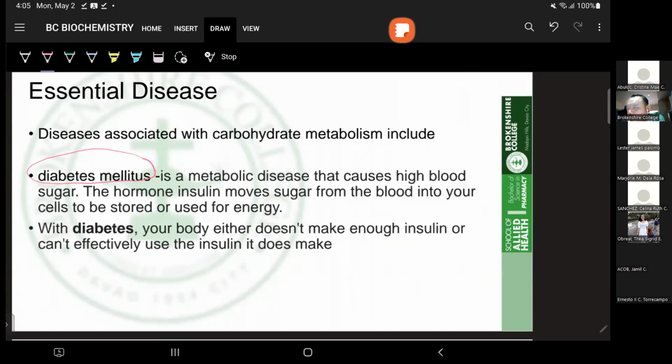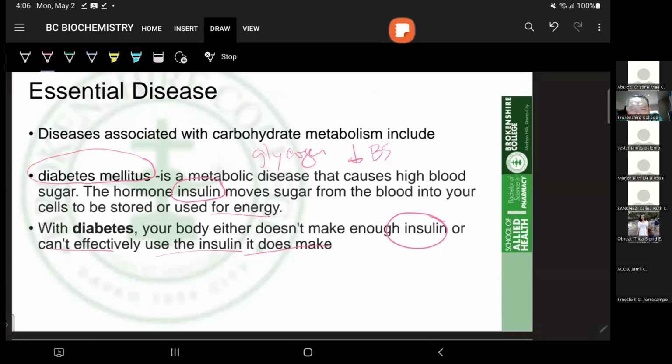It is the metabolic disease that causes high blood sugar, which is due to the problem of our insulin. The hormone insulin moves sugar from the blood into your cells to be stored or used for energy. So ibig sabihin yan, si insulin yung tumutulong para yung glucose maging glycogen, no? Maging stored sugar siya. And that would lessen the level of blood sugar. So in diabetes, your body either doesn't make enough insulin or can't effectively use the insulin it does make. Okay? So again, ang purpose ni insulin is to store the sugar in the muscle, in the liver.